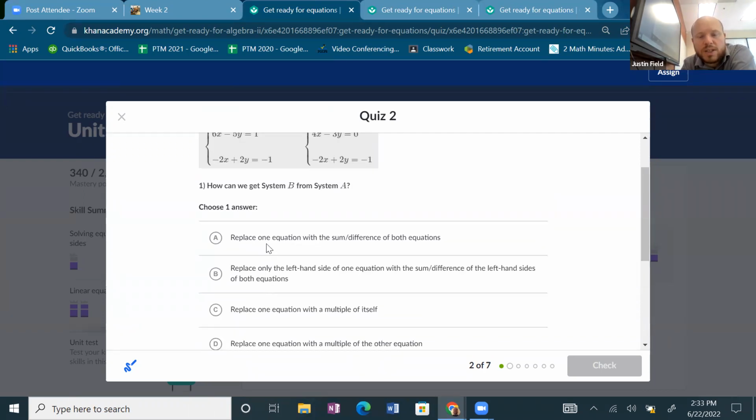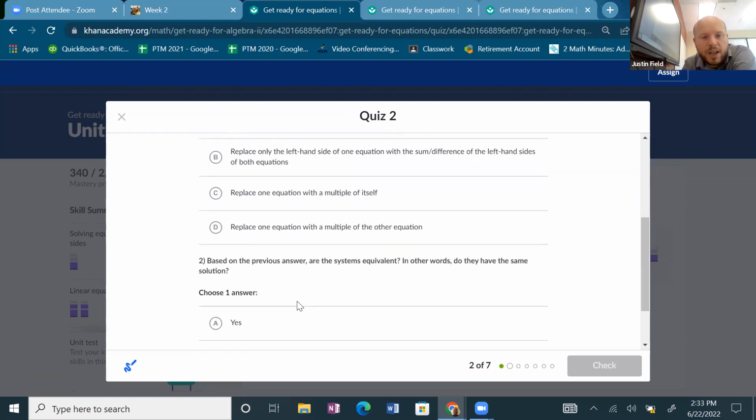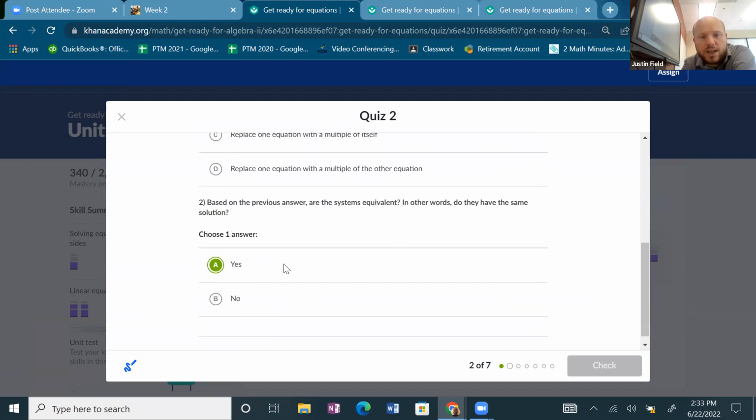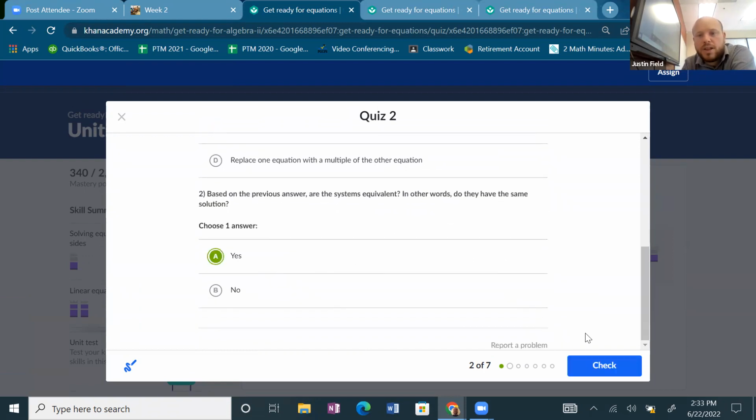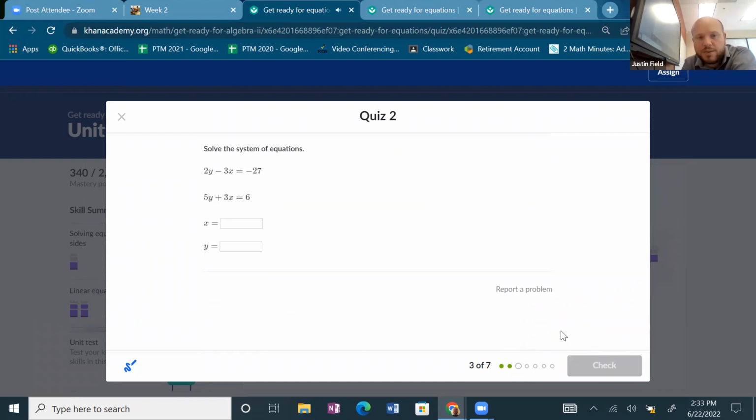Replace one equation with the sum and difference of both equations. Okay, that's that one, and the top was replaced by the sum of both of them. Are they equivalent? Yes, they are, because that is a valid strategy in systems of equations. It's actually a very sophisticated strategy, and we can talk more about that later. But we're going to solve this the traditional way.